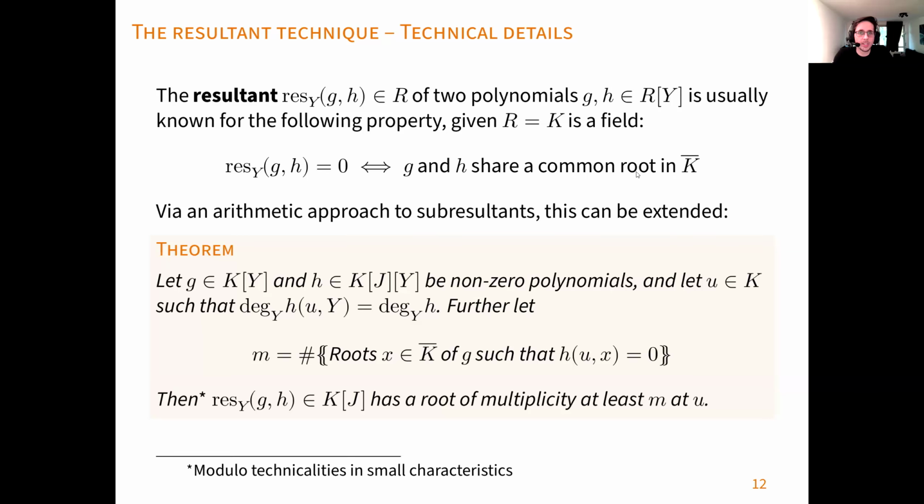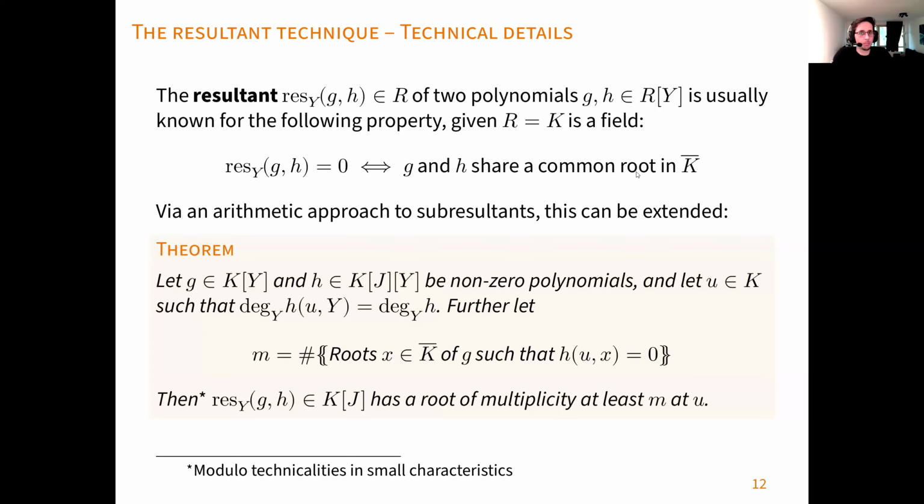So we run into some technical issues if the characteristic of the field is smaller than m. But for our setting, this will not really be relevant and can be fixed by hand in a sense. I won't go into detail on how to do this, but if you have questions, I can talk about that after the presentation. So this is, of course, quite technical.